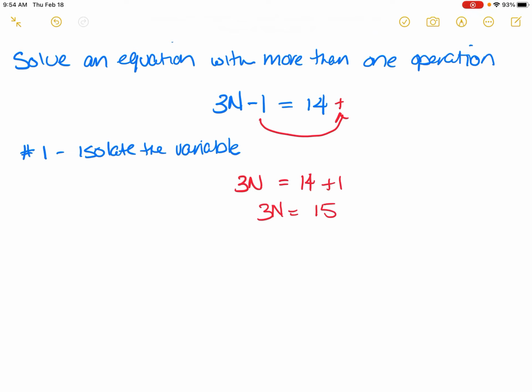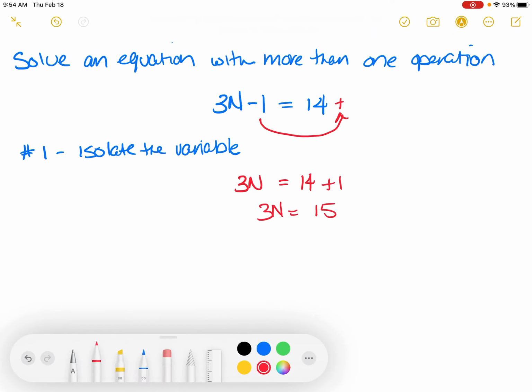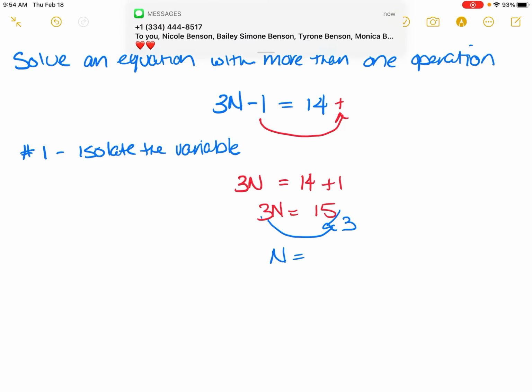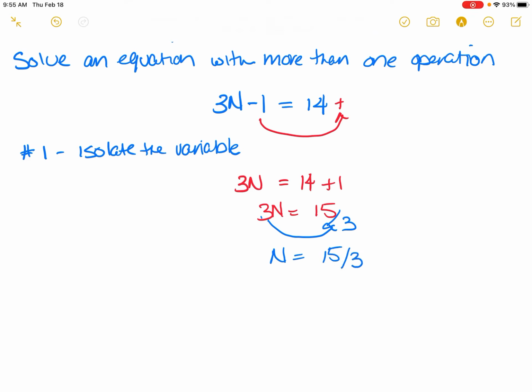And then we also know, I'll change it to blue for this. We're going to take our 3. If it's multiplied, if it's 3n on this side, it's going to be divided by 3 on this side. So we now know that becomes n is equal to 15 divided by 3.